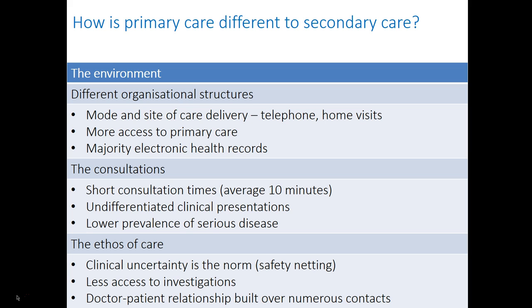How is primary care or family medicine different to secondary care or hospital care? Well, first of all, the environment is different. There are different organizational structures and mode and site of delivery. A lot of care is delivered by telephone, by home visits, and increasingly by email and online. Primary care is much more accessible than secondary care. Patients can come and see the GP on the same day, for example.